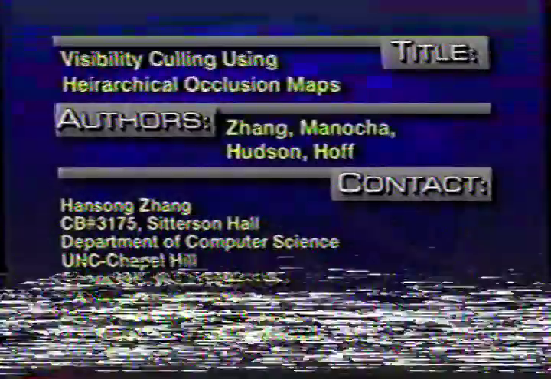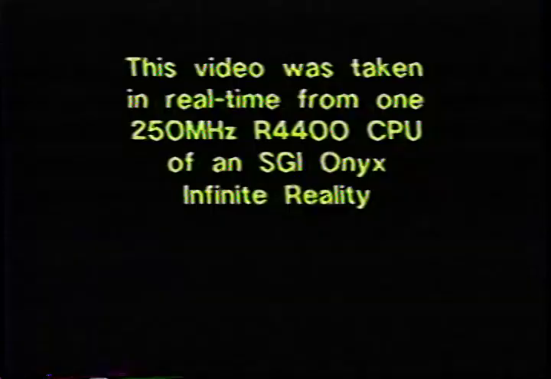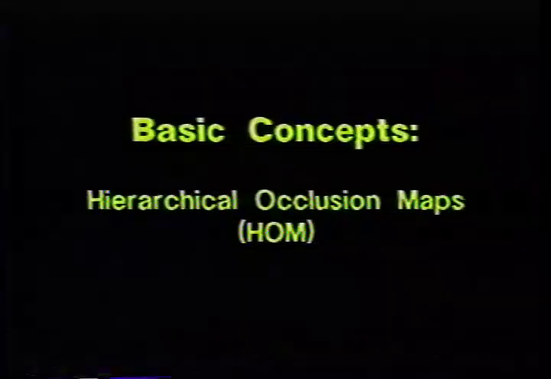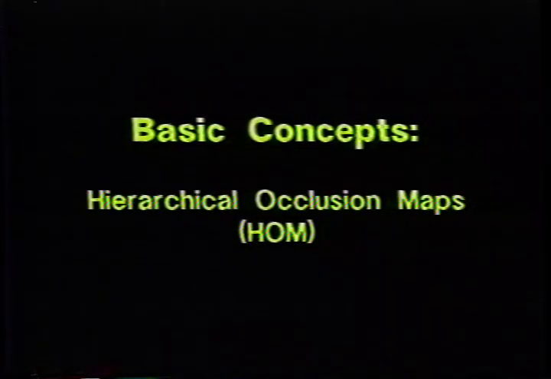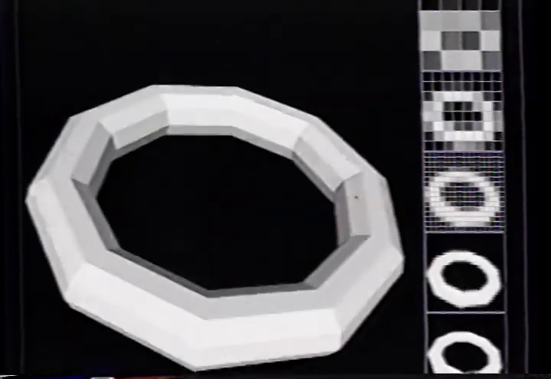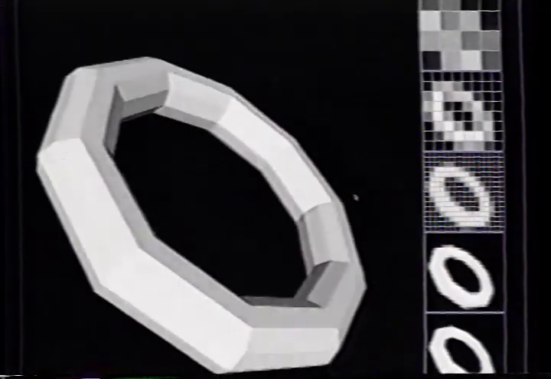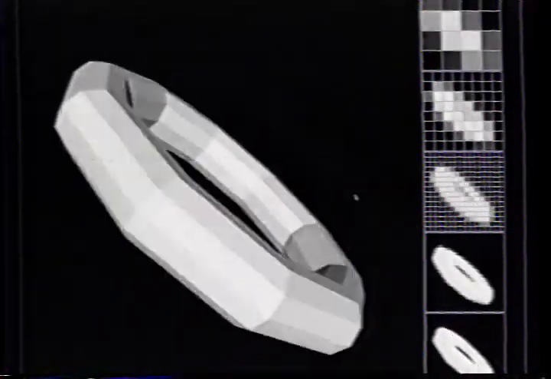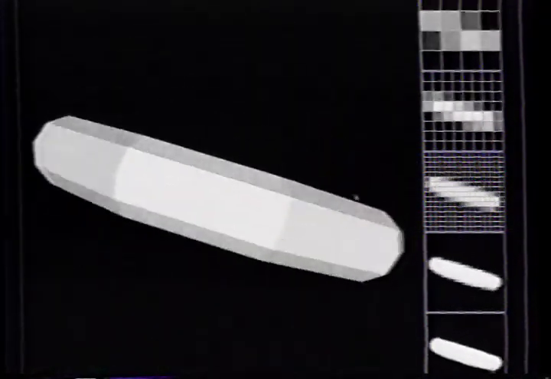Visibility culling with hierarchical occlusion maps. In this video, we demonstrate a new visibility culling algorithm based on occlusion maps. First, we show a simple rotating object. On the right side of the screen is the occlusion map hierarchy, with the highest resolution map at the bottom and the lowest resolution map at the top. An occlusion map records the average opacity of blocks of pixels in a rendered image.